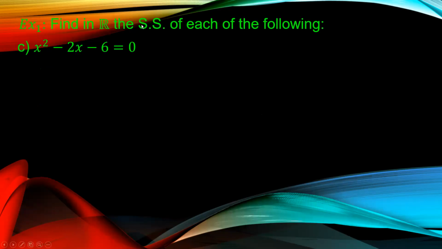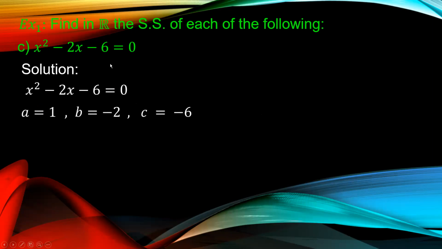Find the solution set of x power 2 minus 2x minus 6 equals 0. Here, what are the two numbers? The product of them is 6 and the difference between them is 2. I can't, because I have 1 times 6 with difference 5, and 2 times 3 equals 6 and the difference between them equals 1, not 2. Here I can't factorize this equation. I will use the general formula.